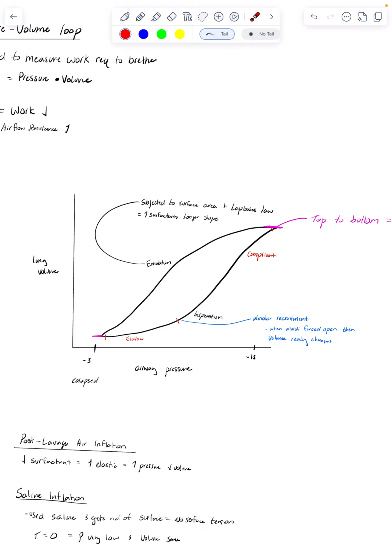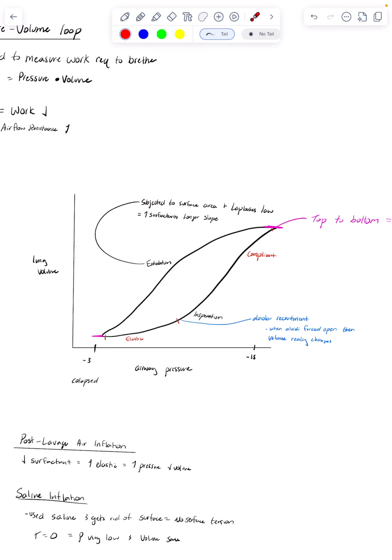If we have less surfactants, that means that this hydrogen bonding that's happening within this sac is more. So when we take this curve, it's going to come up and it's going to drop down really fast. It's going to come up the same, but it's going to drop down really fast because it's going to want to collapse faster. But say, for example, we have a super compliant lung. If we have a super elastic lung, this is what our curve is going to look like.